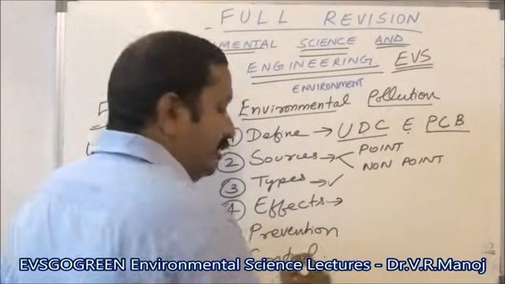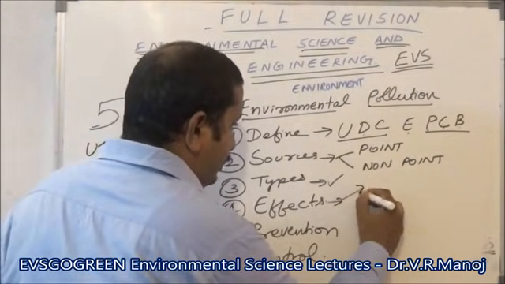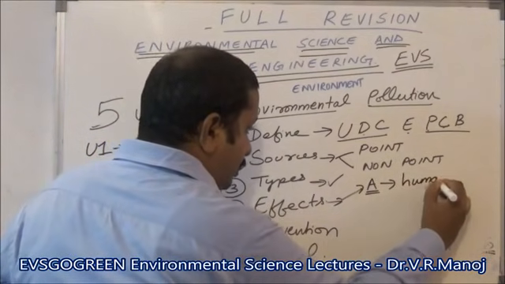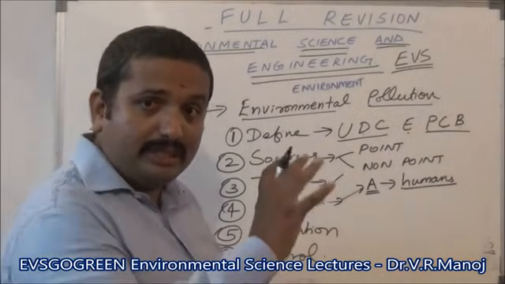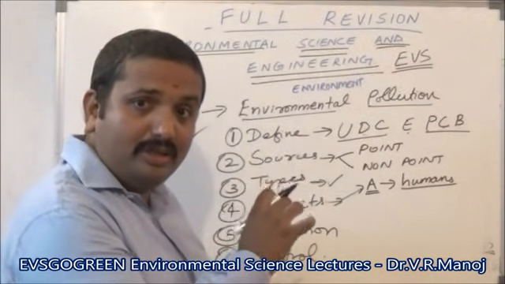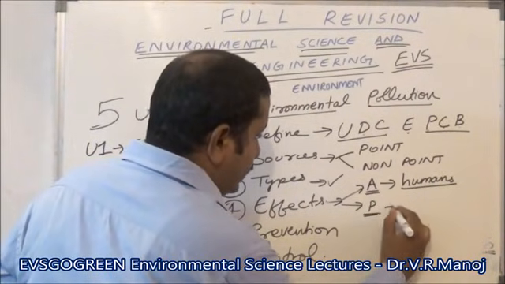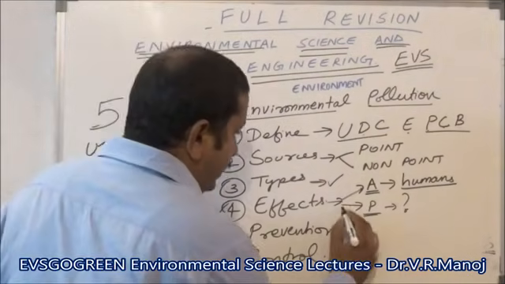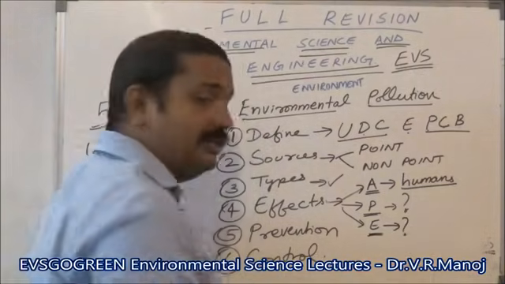The effect of pollution. When you talk about the effects of pollution, there are three things that you should remember. You should always tell about the effects on animals. Here you can tell about the effects on humans. For example, air pollution causes respiratory problems in human beings. Those kinds of problems you can mention in the effects of pollution on animals. The effect of pollution on plants: how does the particular type of pollution affect plant life? And the effect of pollution on the environment itself. What are the effects on the environment?